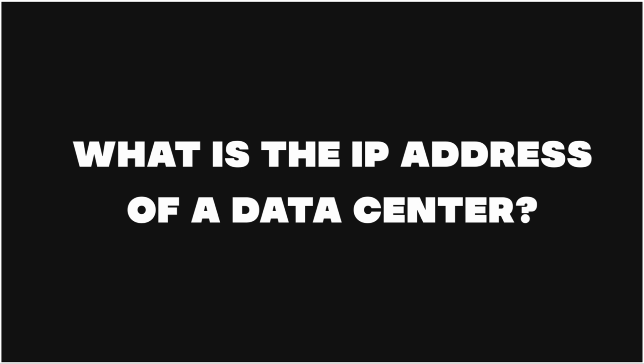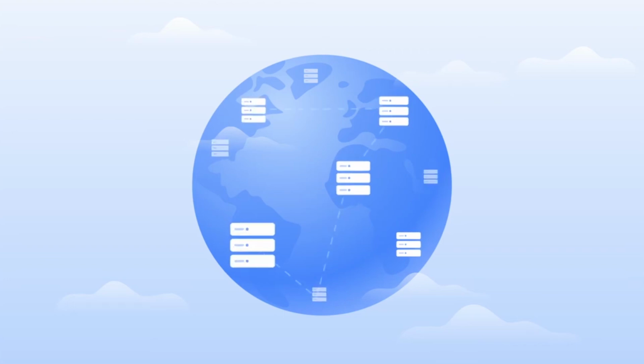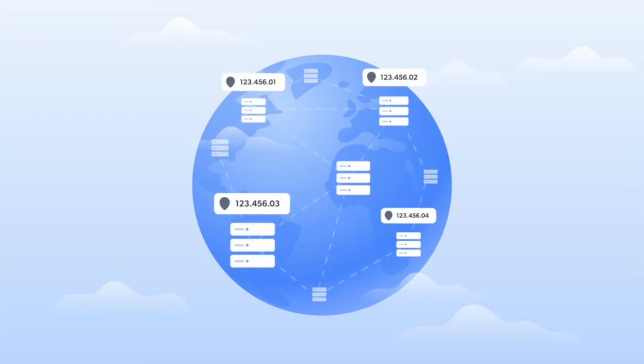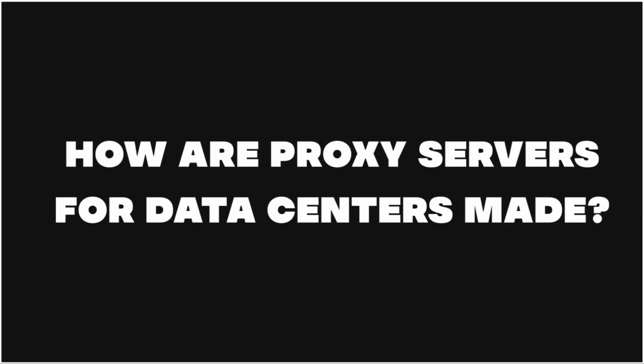What is the IP address of a data center? An IP address that is issued to a server inside a data center, which is usually owned by hosting and cloud companies, is known as a data center IP address. Large volumes of internet traffic are often handled by these IP addresses, which also provide stability and unrestricted access to target websites.